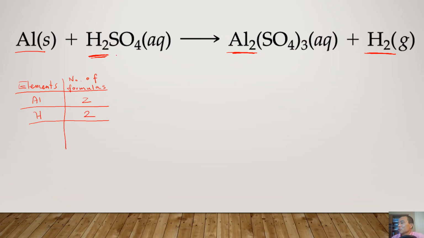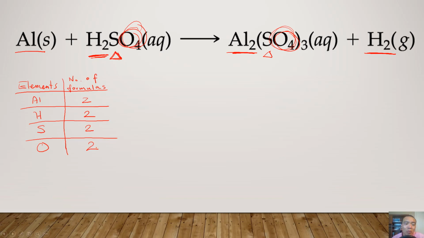When you look at sulfur, sulfur appears, look at triangle, in this formula. It also appears in the next formula. So sulfur appears in two formulas as well. Now let's look at oxygen. Okay, oxygen appears in sulfuric acid. It also appears in the products. So it's in two formulas.